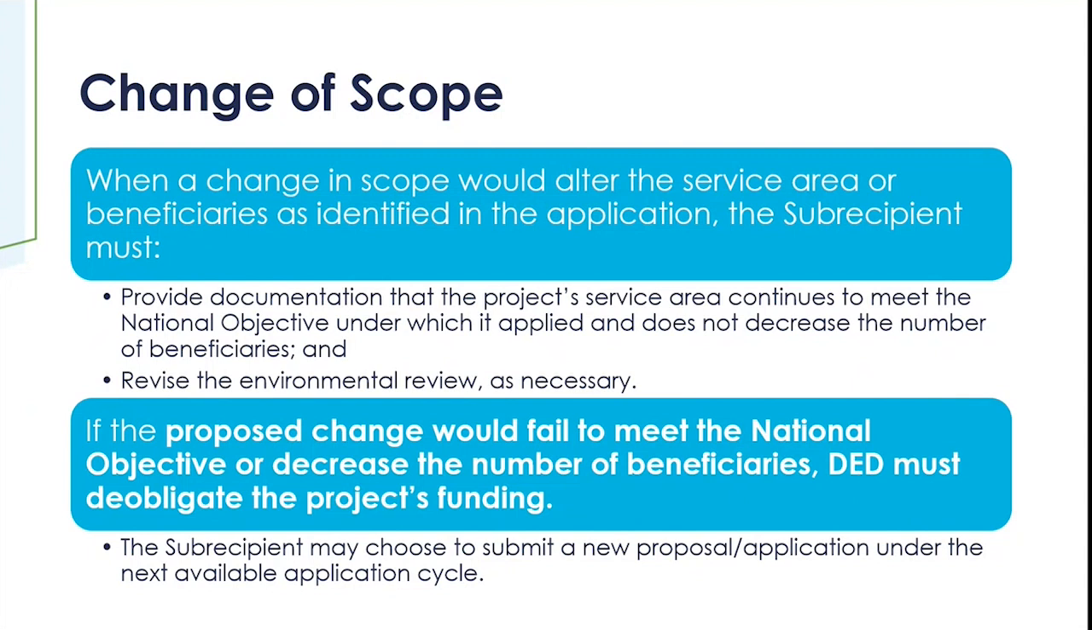Okay, and again, as we mentioned, it is a requirement to meet a national objective. Therefore, if the project no longer meets that national objective, funding must be deobligated. In the event that that happens, the subrecipient may choose to submit a new proposal during the next available application cycle, which documents the new national objective.